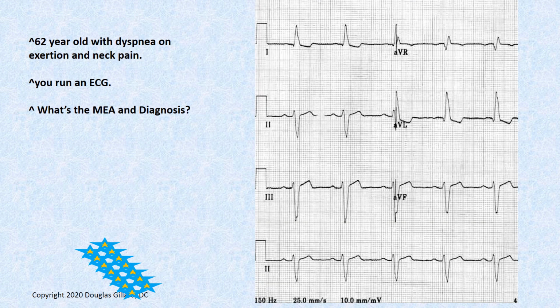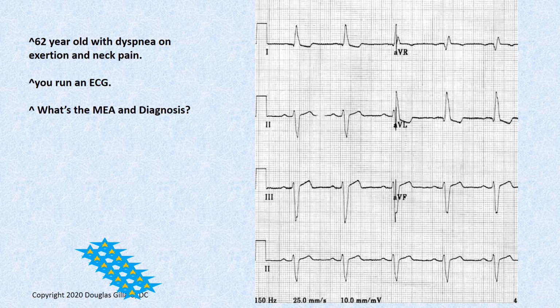Let's do another one. A 62-year-old male with dyspnea on exertion. You run an EKG. What do you think? We're going to start going a little faster because I didn't expect it to take so much time. Well, is it normal, first of all? What are the normal rules?